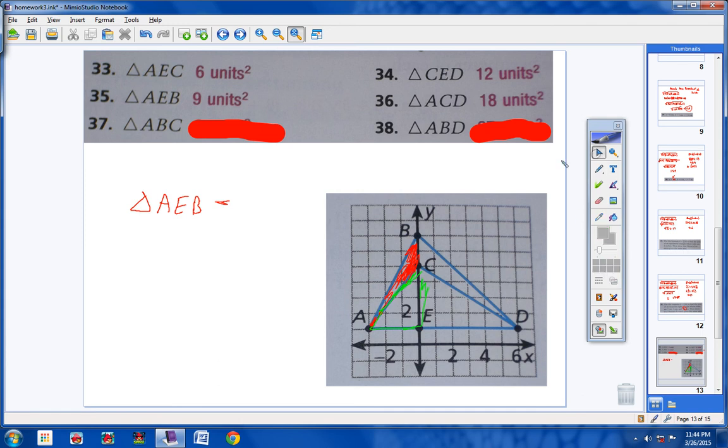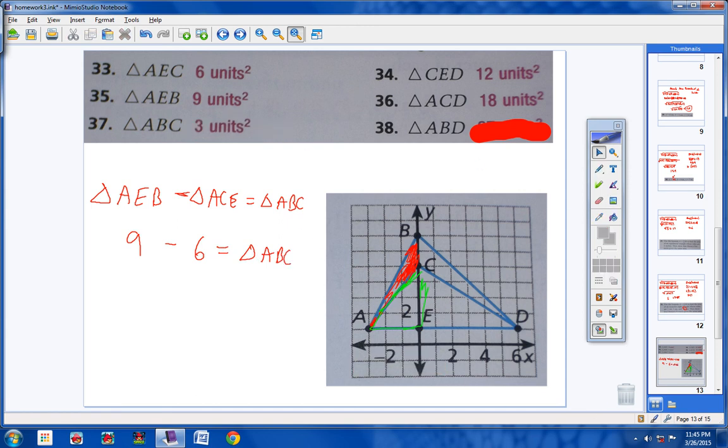So what I'm trying to show you is, if I take the big triangle AEB and I subtract from it triangle ACE, that's going to equal triangle ABC, which is what I'm trying to find. So the area of triangle AEB was right here, 9, minus the area of ACE, or AEC, same triangle, is 6 units, and that should equal triangle ABC. So 9 minus 6 is 3. The answer should be 3 square units.